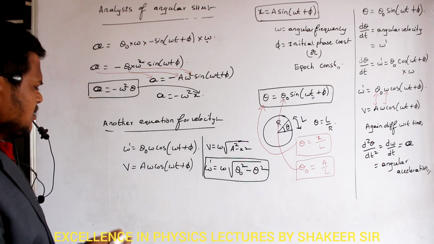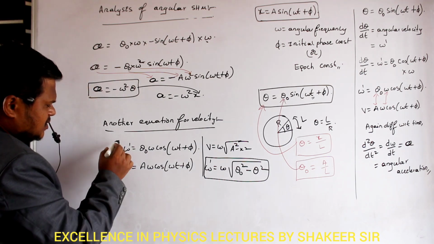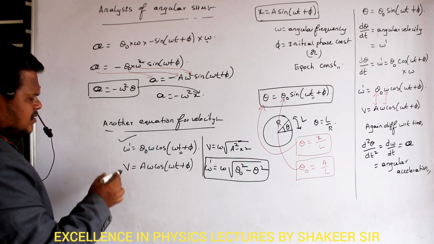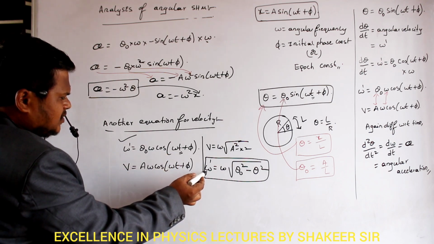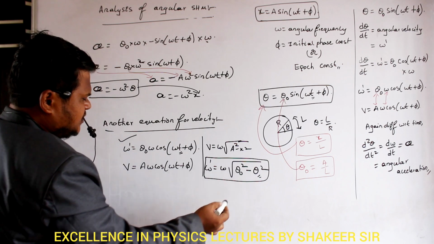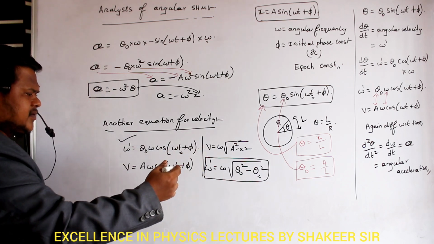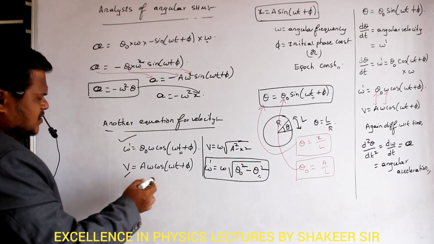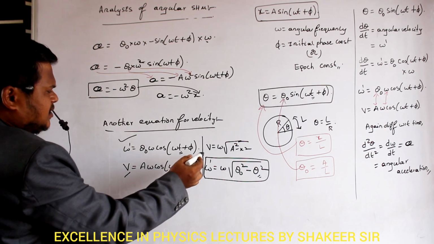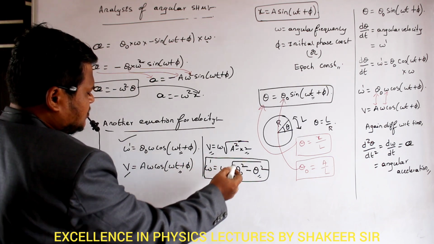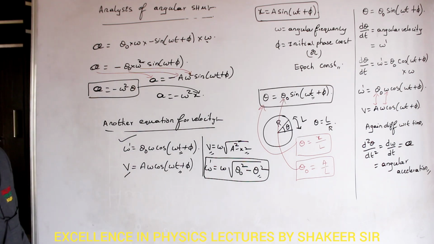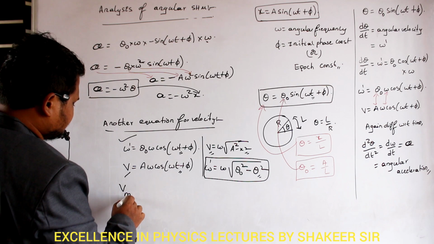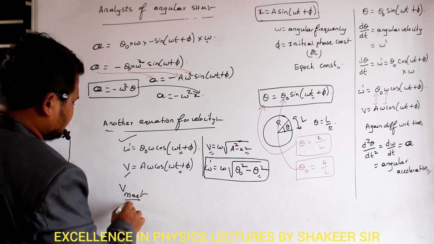Are you able to understand? Why are we writing two equations? This is the equation of angular velocity at a particular time t. Similarly, this is the equation of angular velocity at a particular angle theta. That is why we derived these equations in linear SHM also: this is the velocity of the particle at a particular time t, and this is the velocity of the particle at a particular displacement x. Similarly, how can I write the equation for maximum velocity, V max? How can I write the maximum velocity?